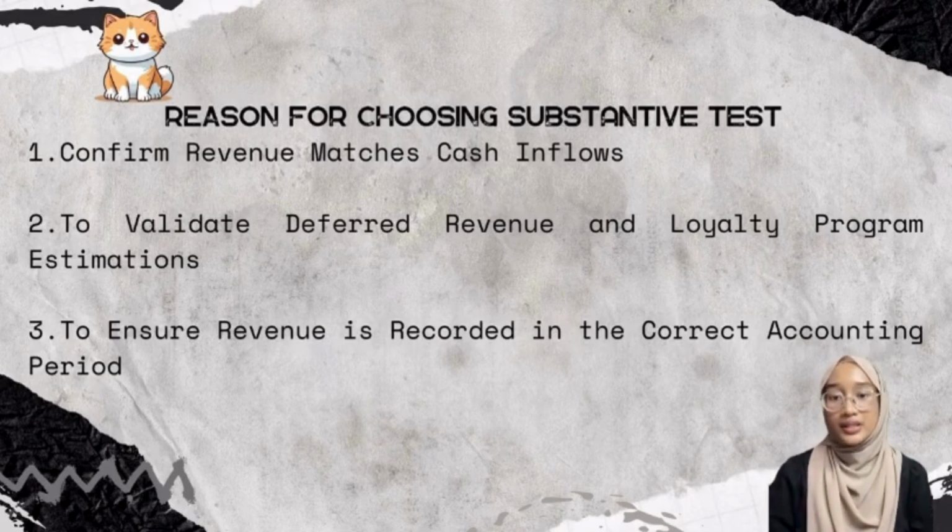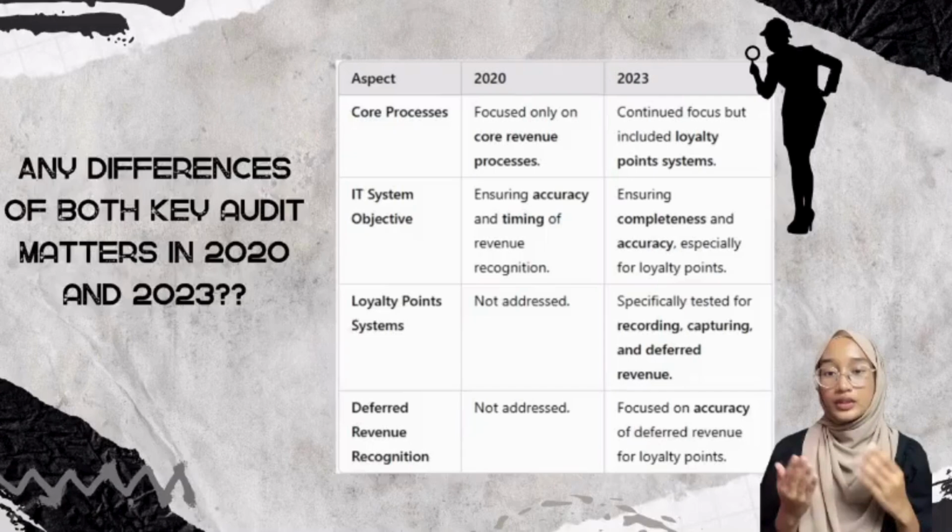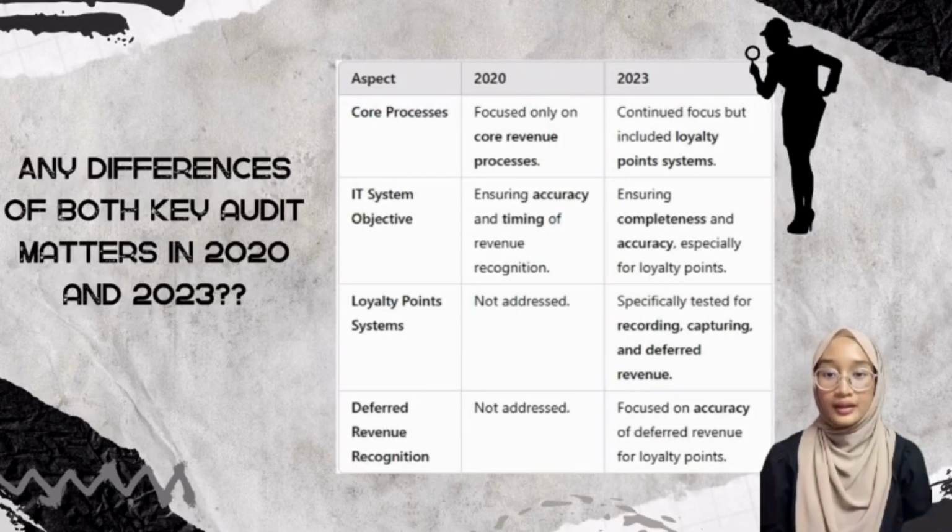Furthermore, they directly examine transactions at the end of the year to see whether the revenue is reported in the correct accounting period by performing cut-off procedures. In 2020, the focus was only on core revenue processes that underline the need for an IT system for processing large transaction volume and ensuring the accuracy and timing of revenue recognition.